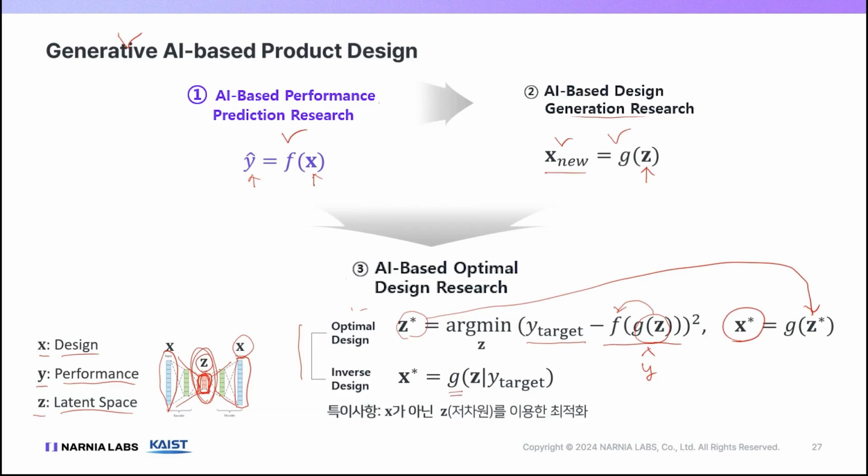And the inverse design method doesn't proceed sequentially like this. Instead, it directly gives the target Y itself as a condition to the generative model. This way, it enables the model to find the optimized X for a given Y. As I mentioned earlier, AI-based design research is optimization using the low-dimensional space G, not X. This time, let's take a look at research on AI-based performance prediction.